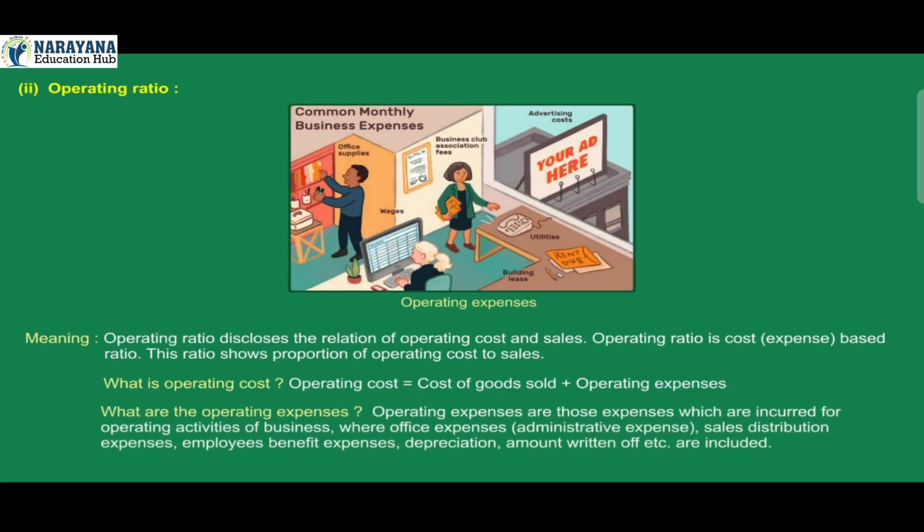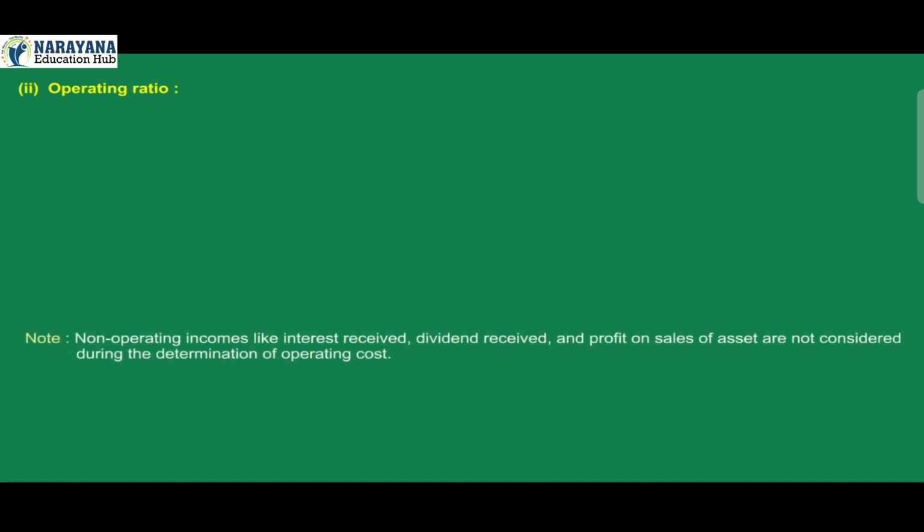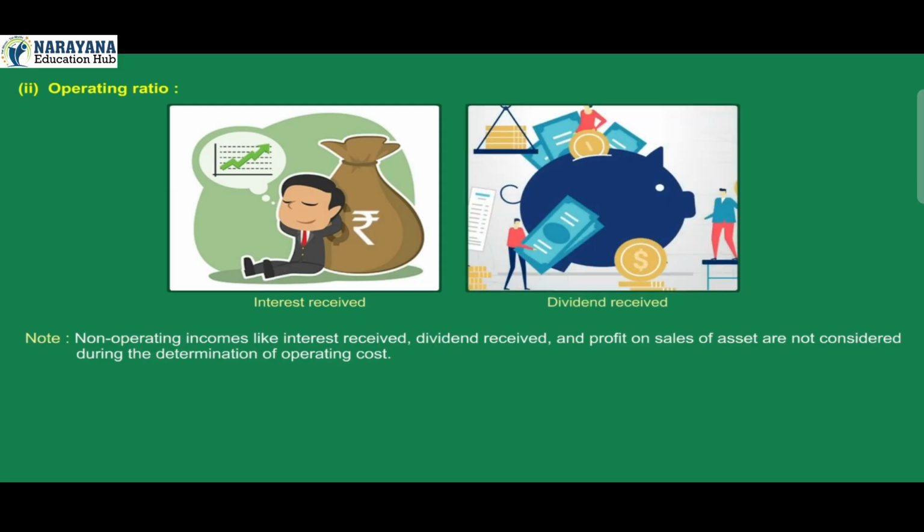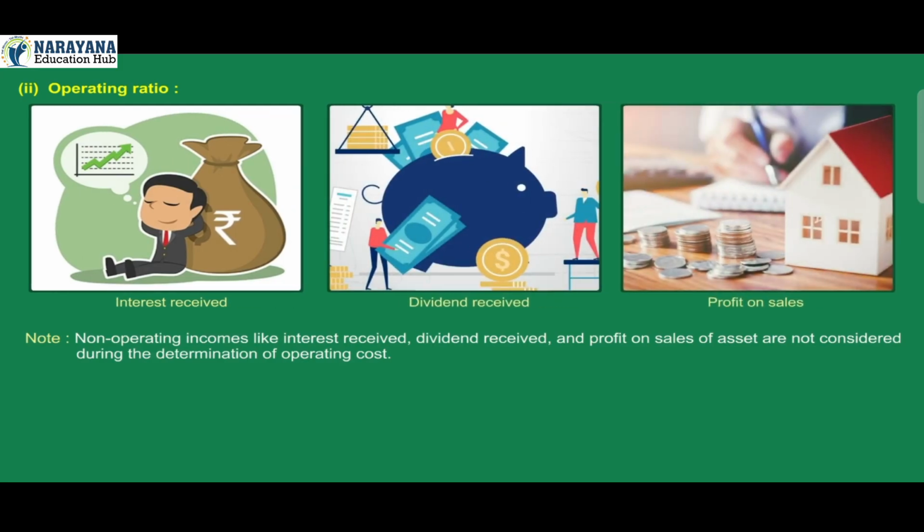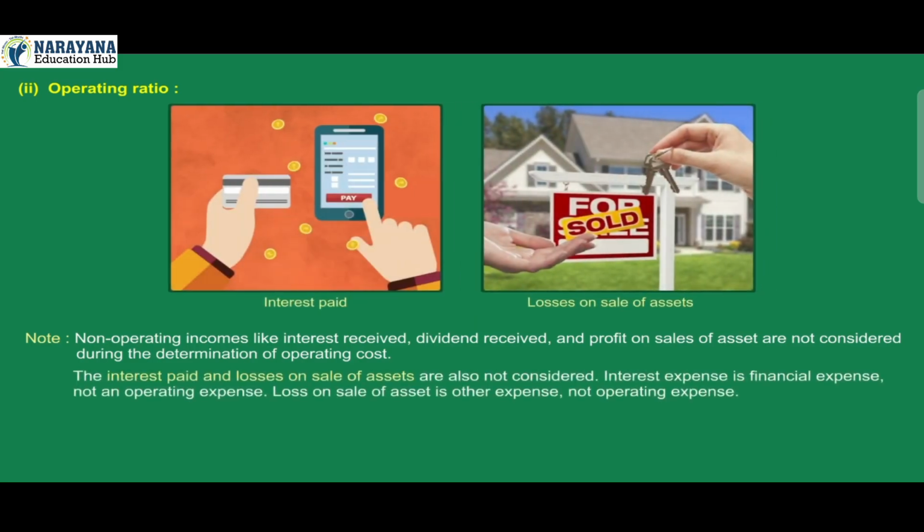Operating expenses are those expenses which are incurred for operating activities of the business, where office expenses, that is administrative expenses, sales distribution expenses, employees' benefit expenses, depreciation, amount written off, etc. are included. Note: non-operating incomes like interest received, dividend received, and profit on sale of assets are not considered during the determination of operating cost. The interest paid and losses on sale of assets are also not considered. Interest expense is a financial expense, not an operating expense. Loss on sale of asset is another expense, not an operating expense.